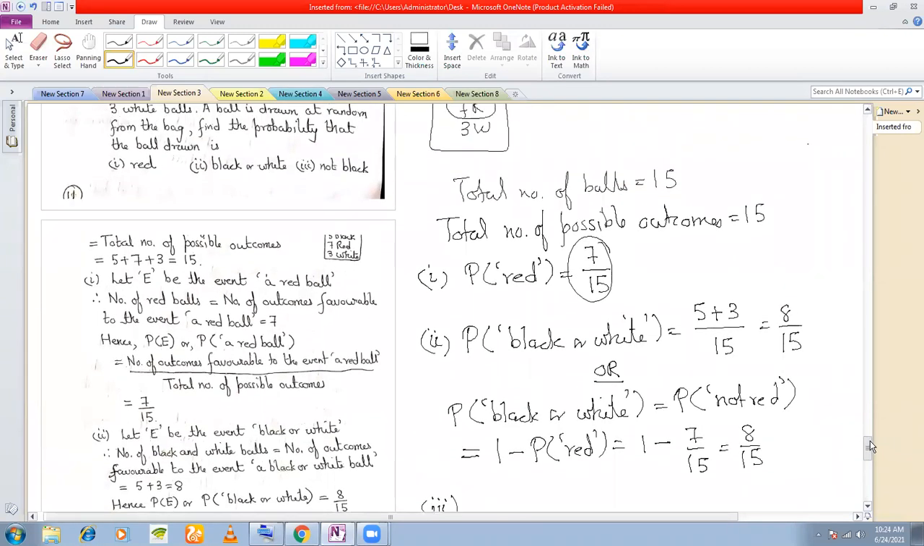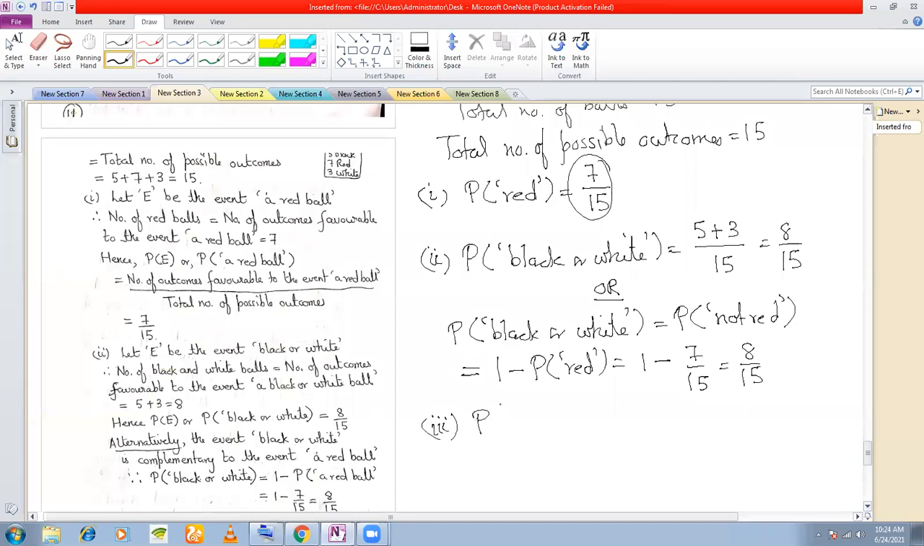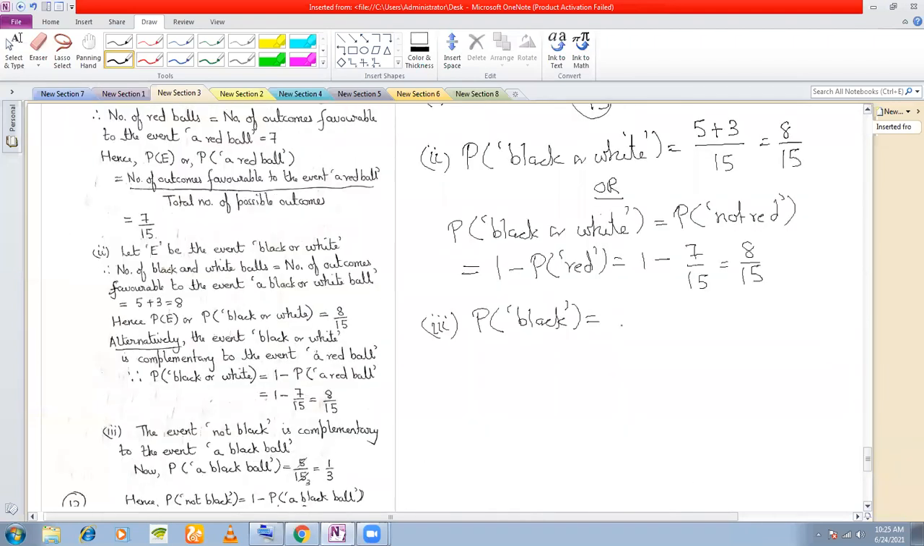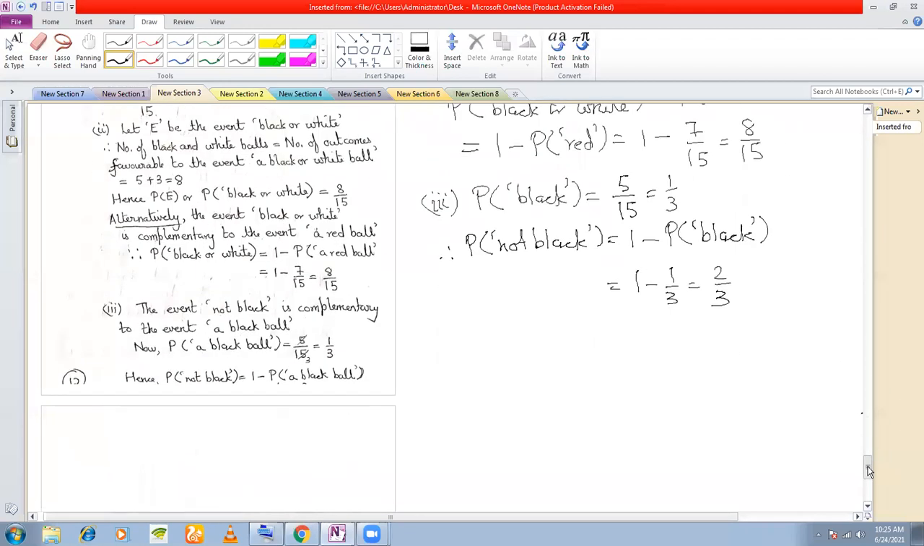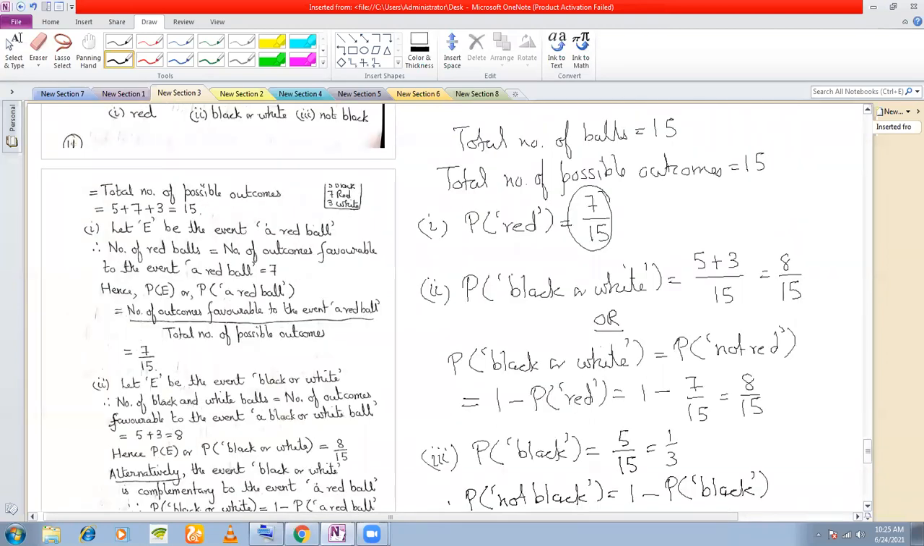Third one, not black. To find not black, we first find the probability of black. How many black balls here? There are 5 black balls. How many total balls? 15. So this is 1/3. Therefore, the probability of the not black complementary event is equal to 1 minus the probability of a black ball, which is equal to 1 minus 1/3, which is equal to 2/3. That's it. Any question from any part here? Otherwise, I'll stop here.